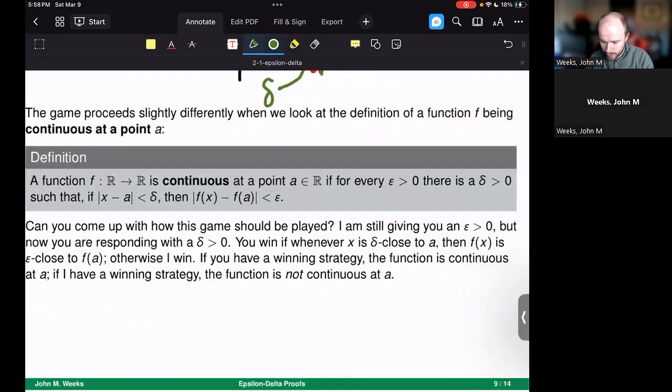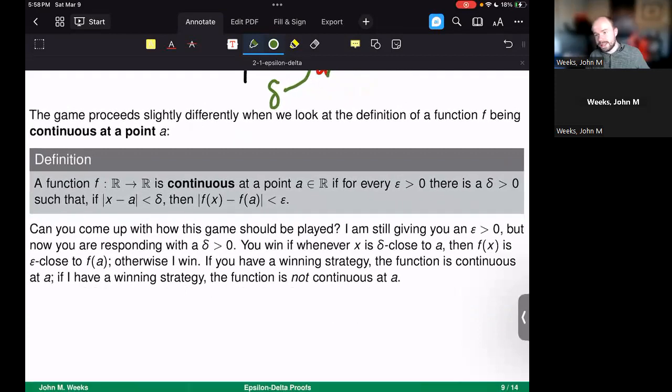So here's how the game is going to be played. I'm still going to give you an epsilon greater than 0, but now you are responding with a value of delta rather than a value of n. The difference here is slight but meaningful. The n that we were giving was a cutoff point for an infinite sequence, a sequence that went off to infinity. But instead of giving a cutoff point and looking at an infinitely going off value, we're now going to do a cutoff in a very small window and make a small window of values what is pertinent rather than something going off toward infinity. That's the difference between our nomenclature.